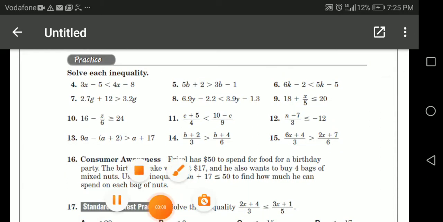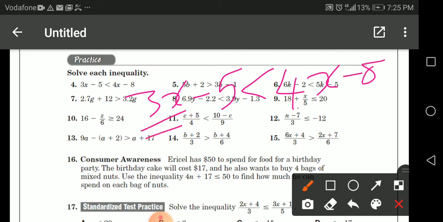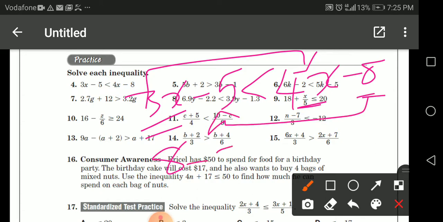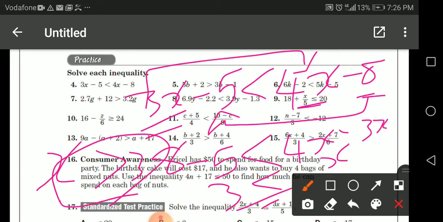Let's have some practice here together. I have 3x minus 5 less than or equal to 4x minus 8. I want to put the like terms together. So put 3x on this side, and the negative 8 goes with a positive sign. 8 minus 5 less than 4x, keep the same, minus 3x. So x is greater than 3. Can I leave it like this? Yes, but I want x to be first. x greater than 3.